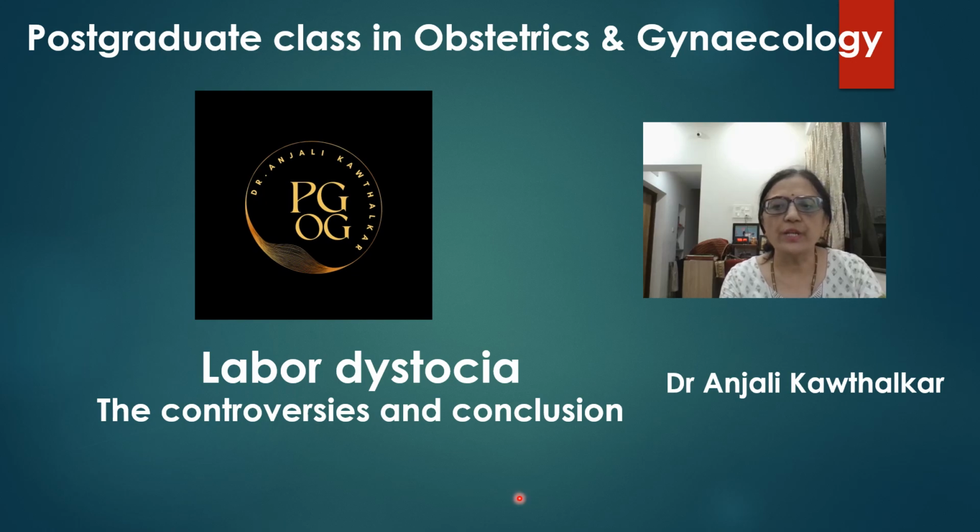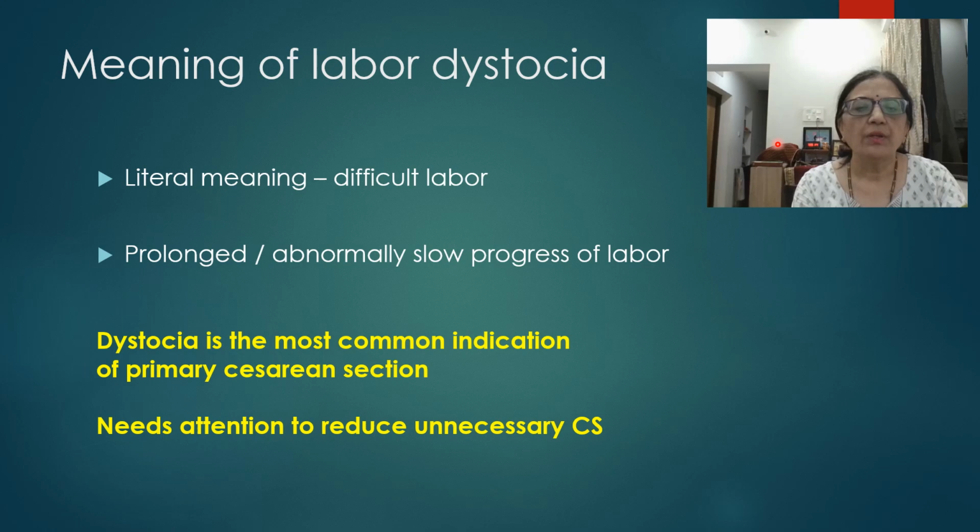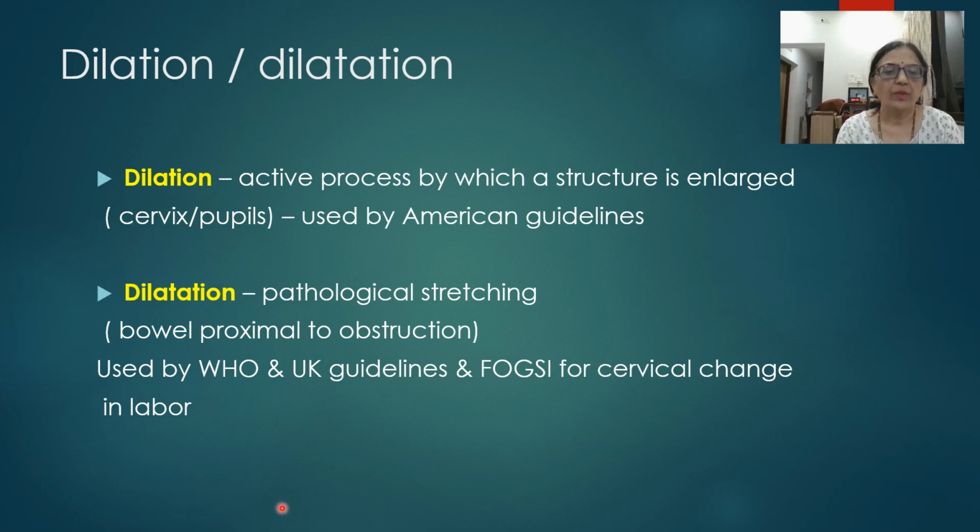Welcome to PGOG postgraduate class in obstetrics and gynecology, and today's topic is labor dystocia, the controversies and conclusion. Literal meaning of dystocia is difficult labor. It is either a prolonged or abnormally slow progress of labor. Dystocia is the most common indication of primary caesarean section, and that is why it needs attention to reduce unnecessary caesarean sections. Now, whether to use the terminology as dilation or dilatation of cervix.